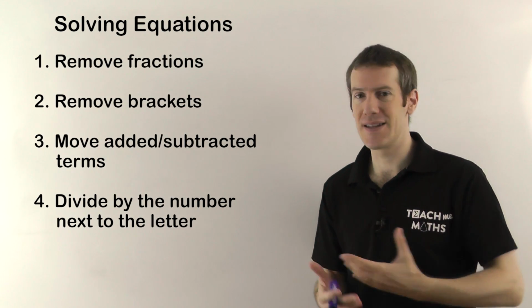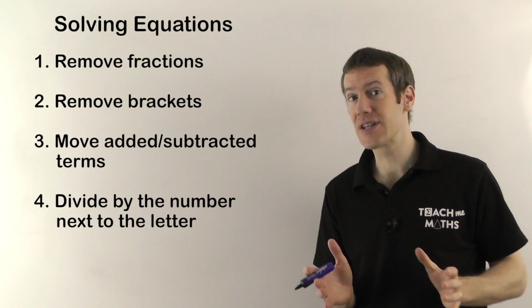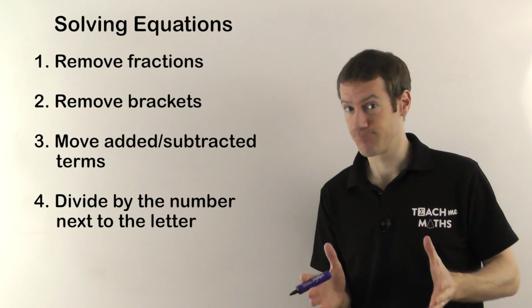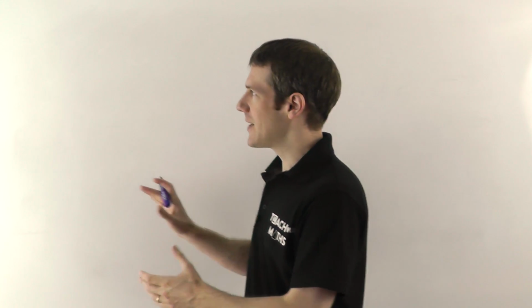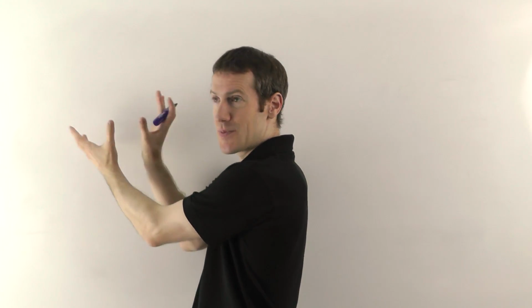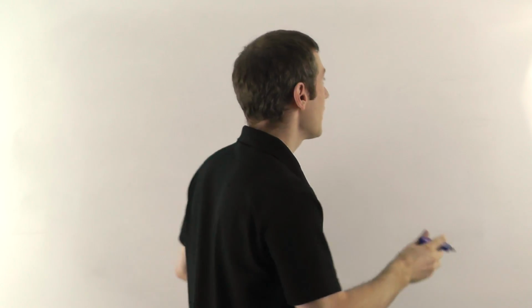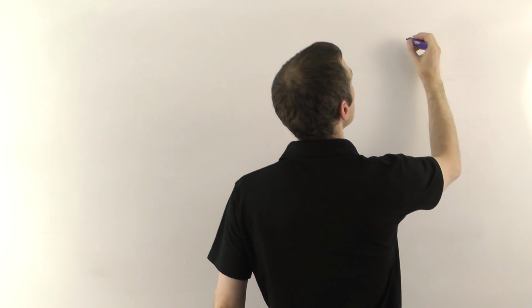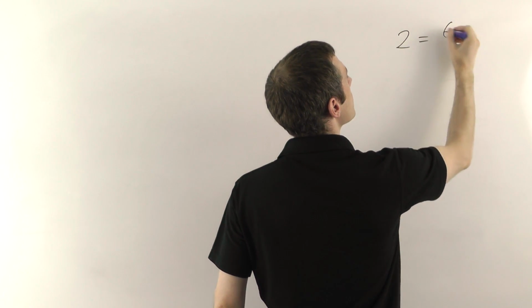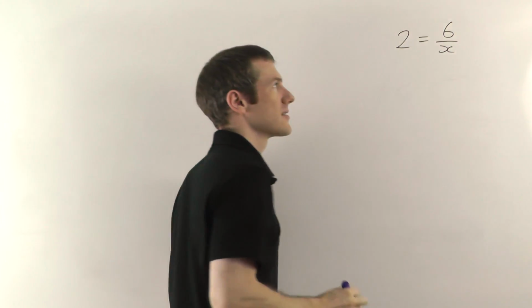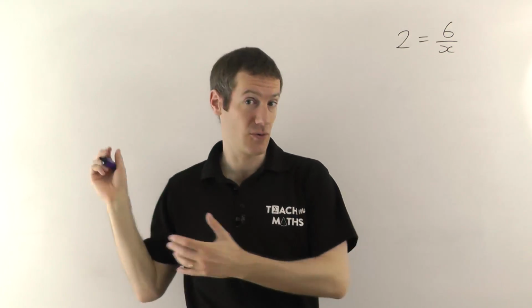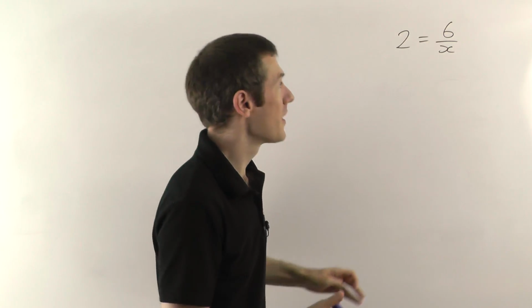If one of these steps isn't there, if there are no brackets for example, you just skip that step and you carry on, that's fine. Alright, so first example, before I give you the transposition one, I want to give you an equivalent example for a normal solving equations thing. So we'll have 2 equals 6 divided by x. So you can see this involves a fraction, and that's all our examples here are going to involve fractions.